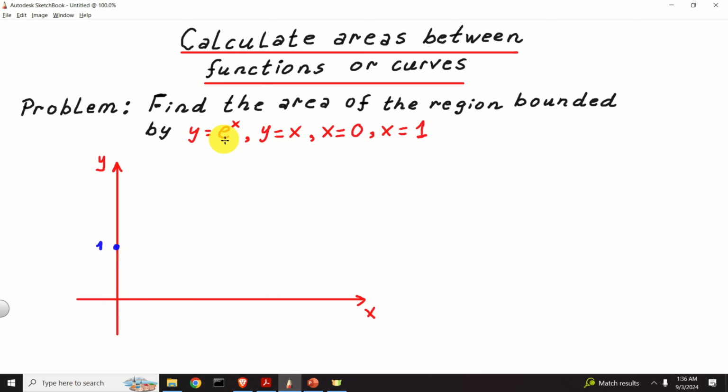Consequently, our function will start from here. Then, this function is monotonically increasing. This means that it continuously increases, and I'm going to use a dashed line to sketch the function. It looks like this. Okay, next, let's sketch the function y is equal to x. Y is equal to x is a simple linear function that makes a 45 degree angle with respect to the x-axis, and consequently this function looks like this. Again, I'm going to use dashed lines to sketch the function.